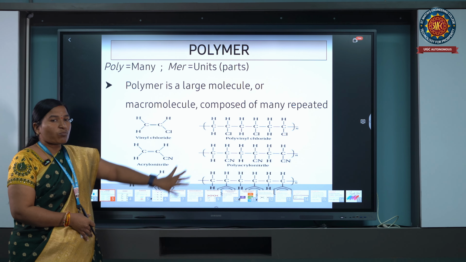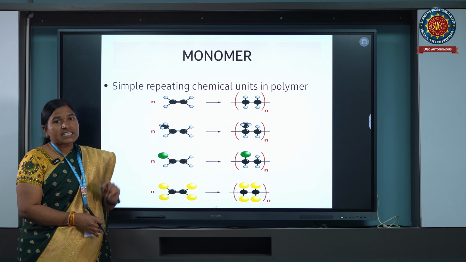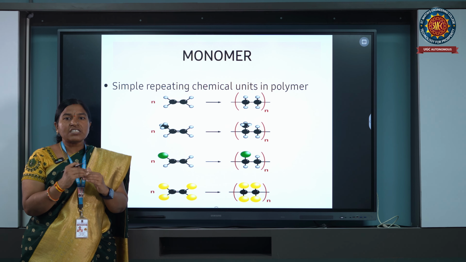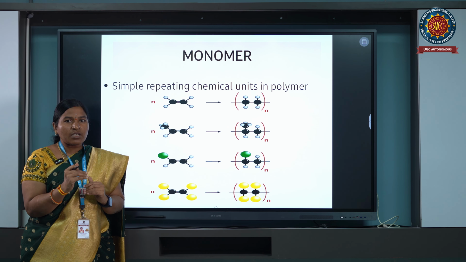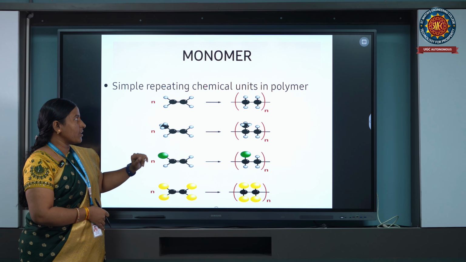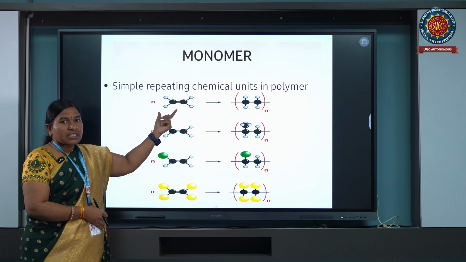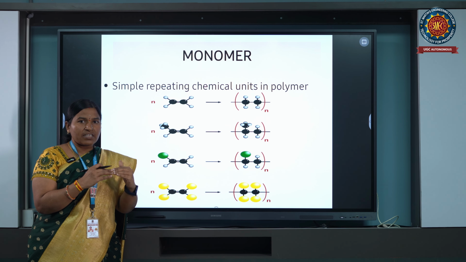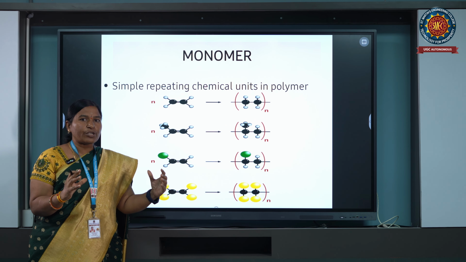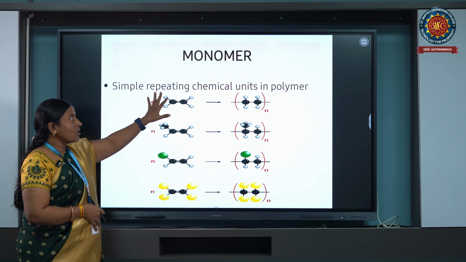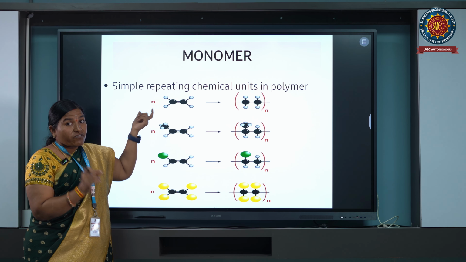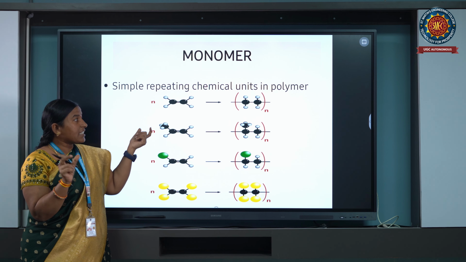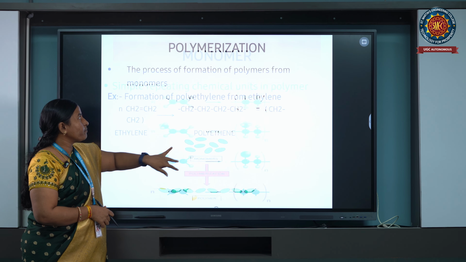Then what is meant by monomer? A monomer is nothing but a small unit which is repeating in the polymer. Here it is the monomer, and these monomers combine with each other and form a large molecule, which is called a polymer. The smallest unit is called a monomer.